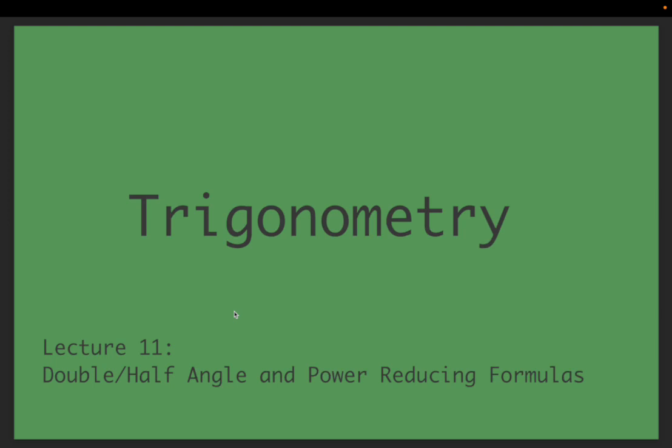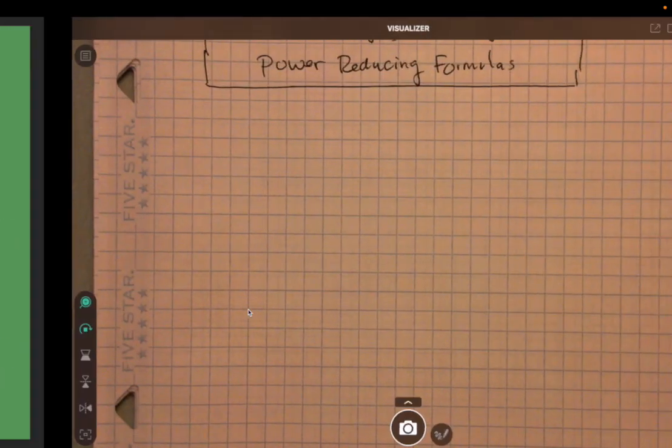And in this section, we're going to continue looking at trigonometric identities of value. This time we're going to look at the double angle formulas, the half angle formulas, and the power reducing formula. We choose to do all three of these together because they're all related to one another. So let's go ahead and jump into it.